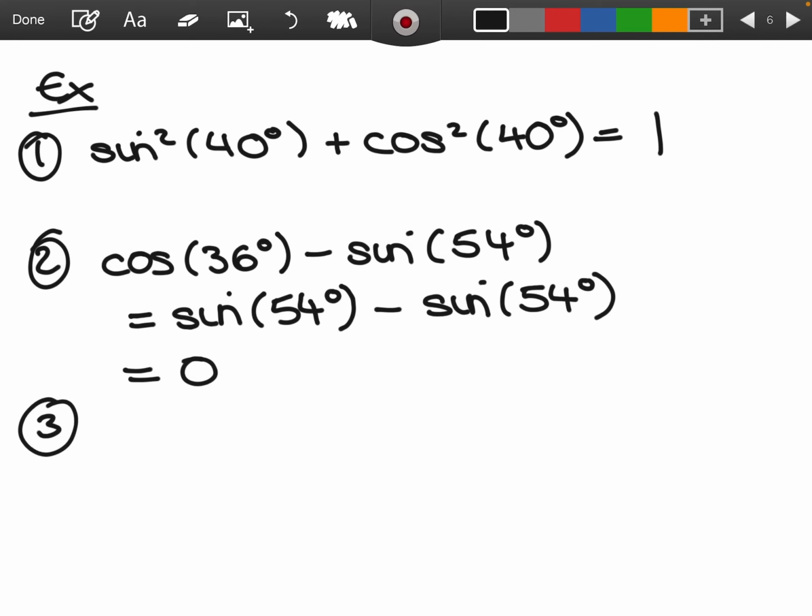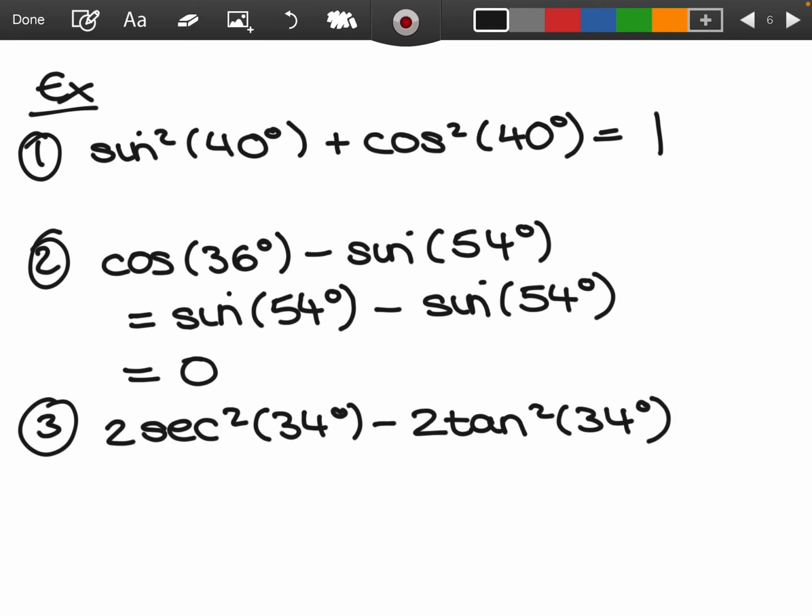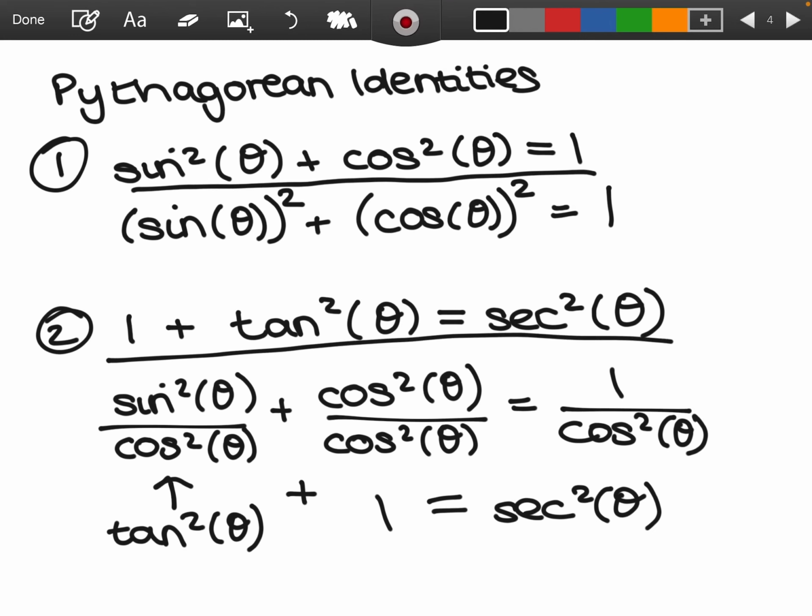Finally, the third example that I'm going to do here is 2 times secant squared of 34 degrees minus 2 tan squared of 34 degrees. Okay. What I'm going to do here is to use one of my Pythagorean identities. I know that I have one of those identities that involves secant squared and tan squared. I'm actually using this particular identity here.